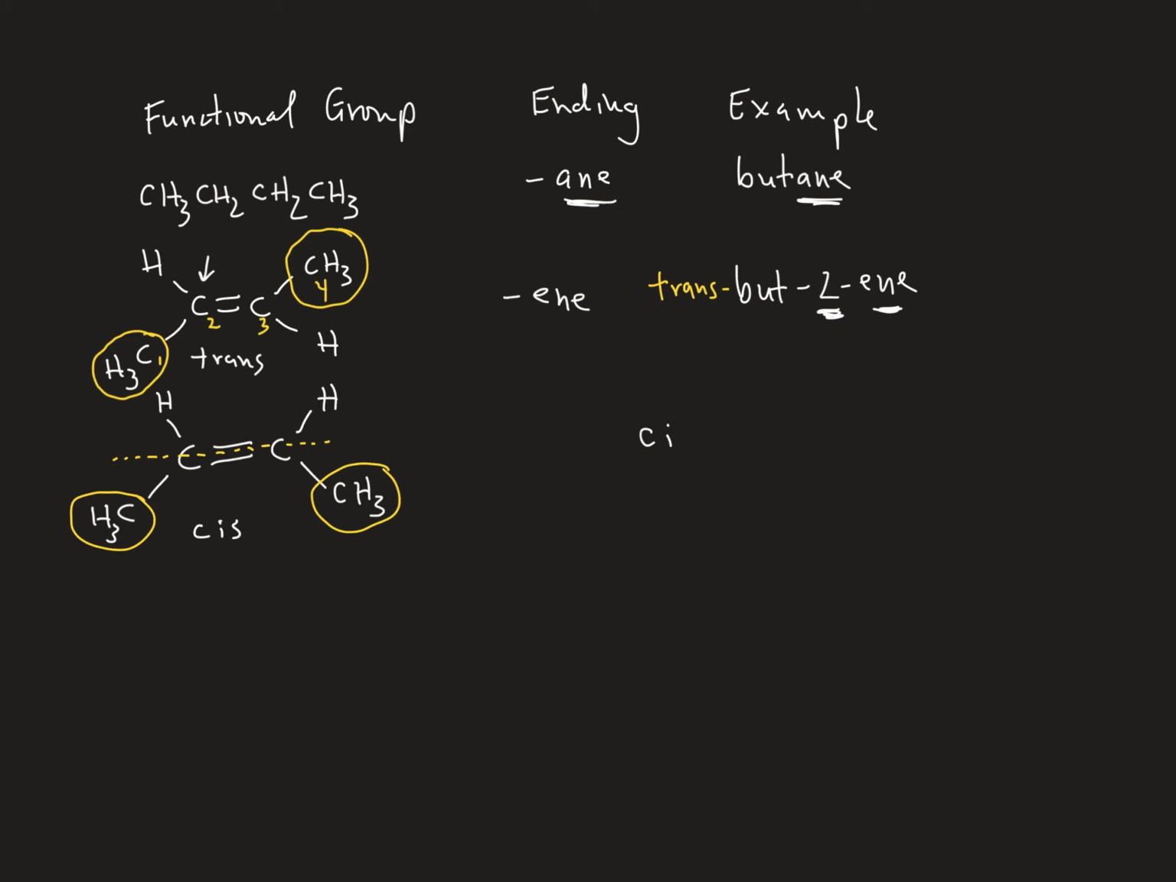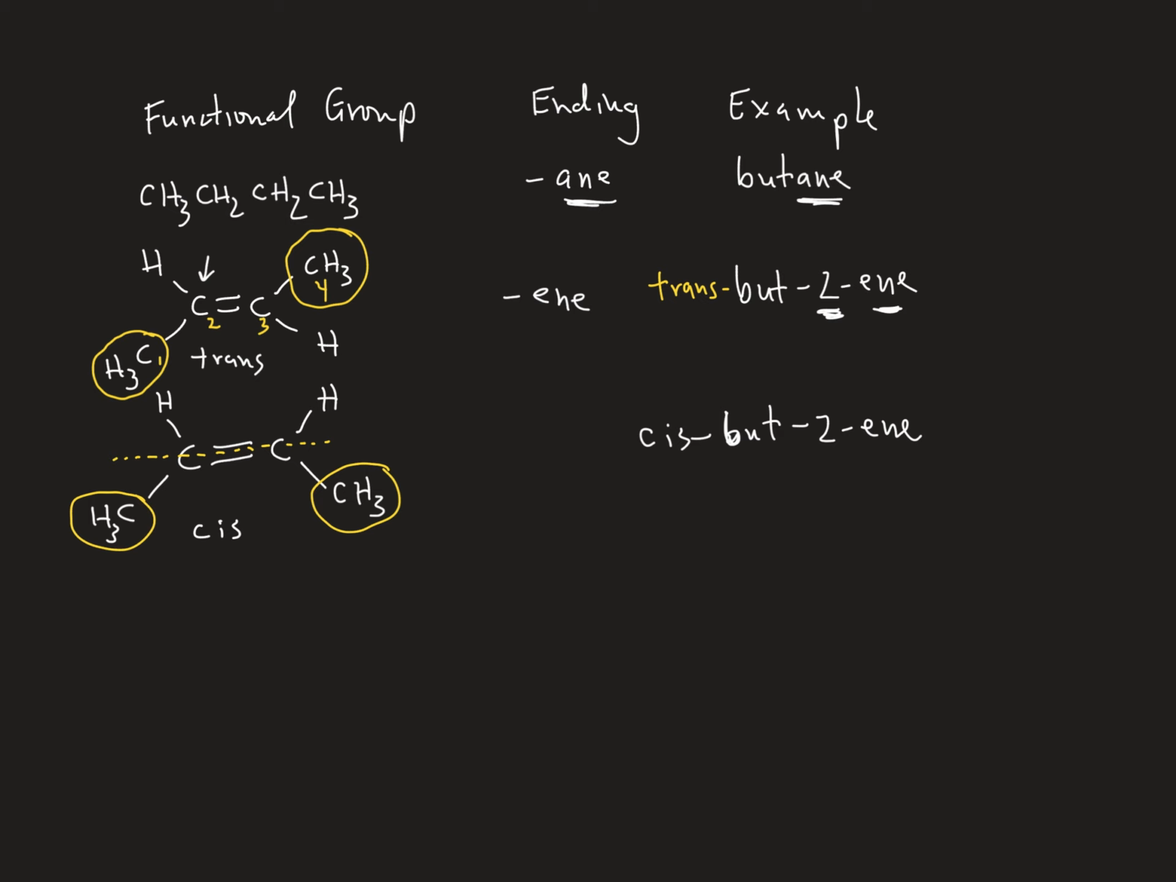So this would become cis-but-2-ene. Got a 4 carbon alkene, 1, 2, 3, 4. My double bond starts on the second carbon, and my relationship across that carbon-carbon double bond is cis.